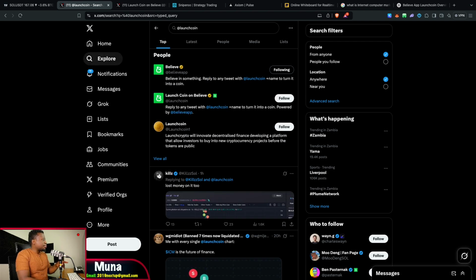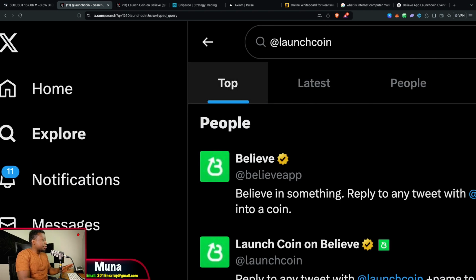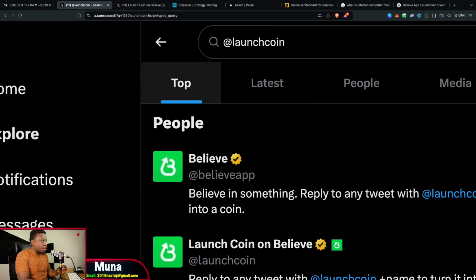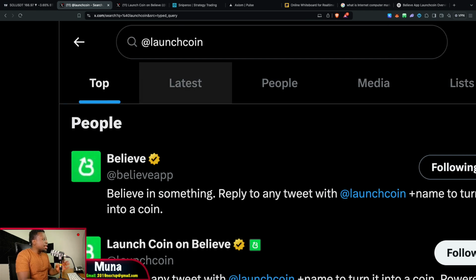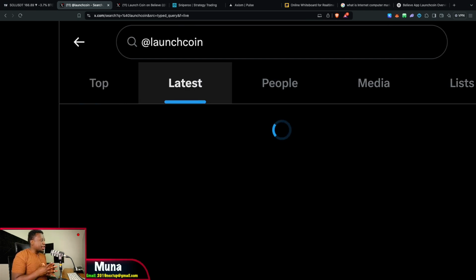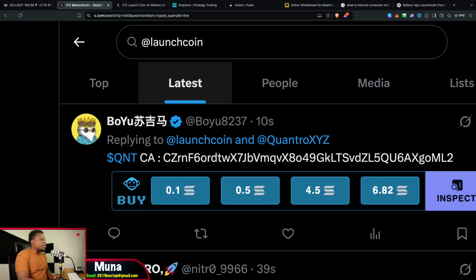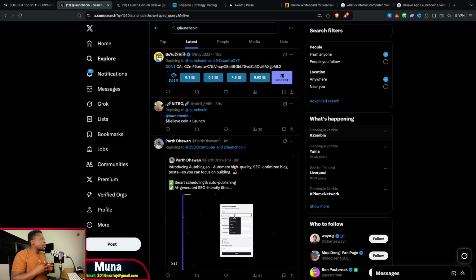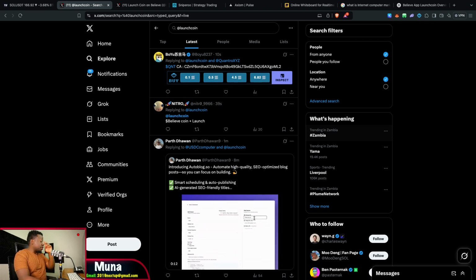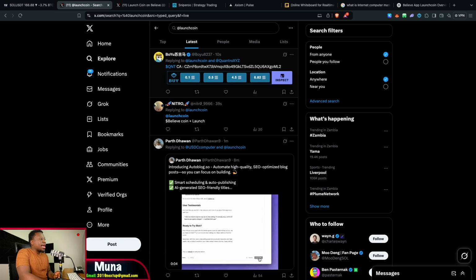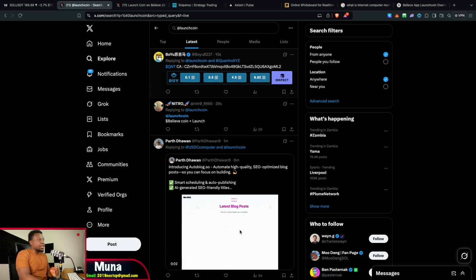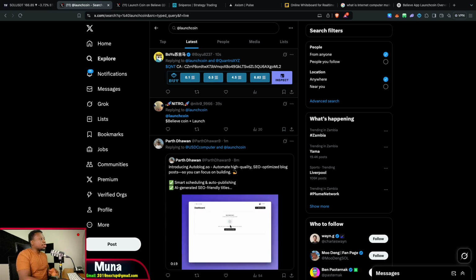Once you search at Launchcoin, don't go on top. Do you see this search result? It's filtered by top, latest, people, media, and lists. What you need to do is click on latest, because it's going to give you data in real time with regards to all the launches. As you can see right over here, there's a contract address. However, be very careful. Do not go for the contract address listed by the person posting, because it's not coming from Launchcoin. So do not instantly buy.